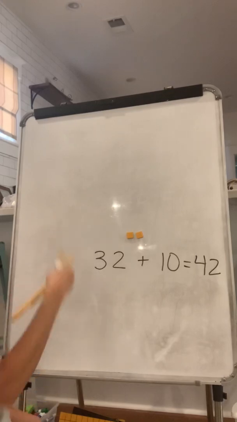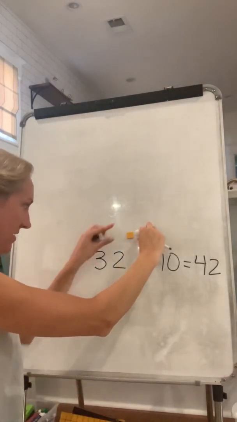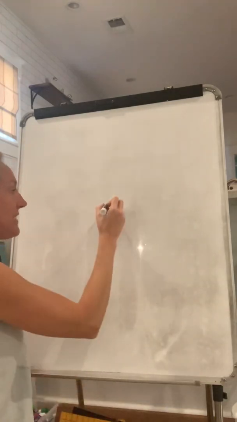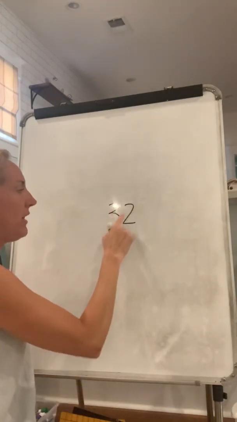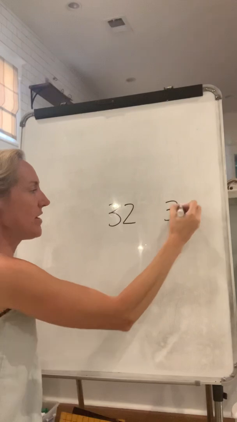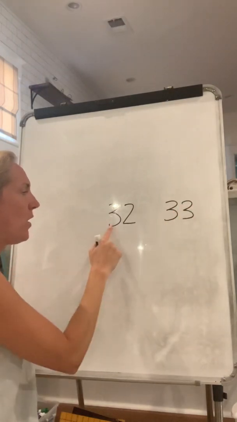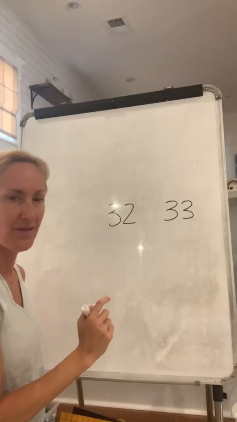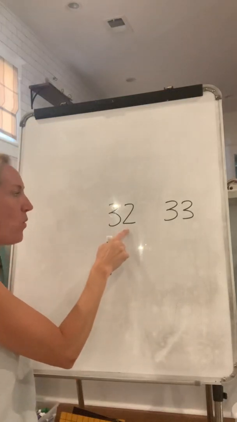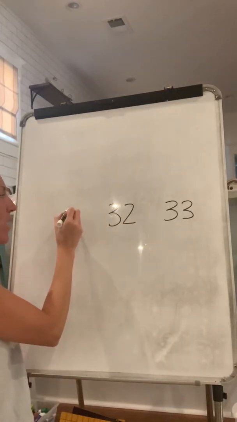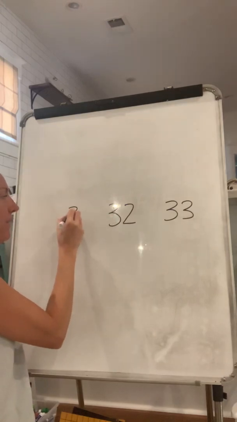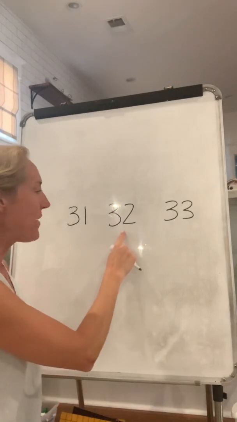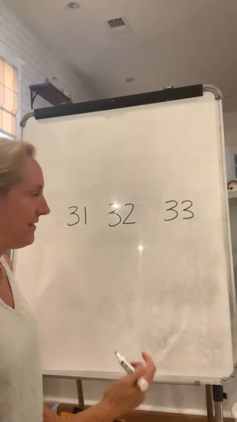So let's look at these numbers without our squares up here. So we said 32 plus 1 is 33. What's 32 minus 1? That's right, we need to take one of them away. What comes before 32? 31.